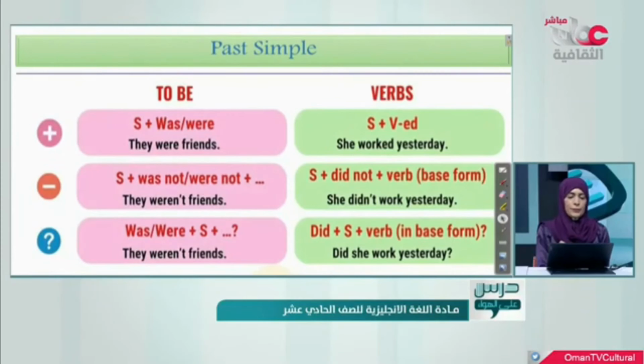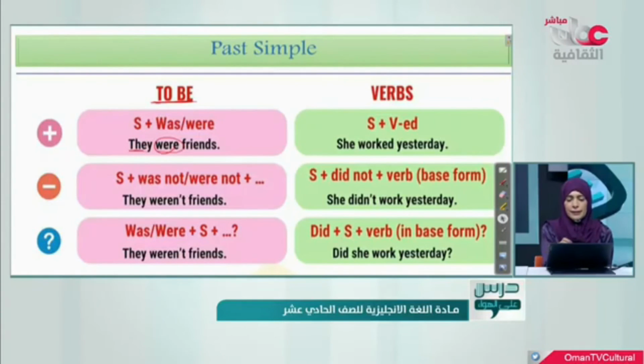Now, look at the forms of past simple. We have certainly three shapes. Sentences with subject plus was or were: they were friends. Whenever I use the verb to be, like was and were, as we said, I use was with I, he, she, and it. I use were with they, we, and you. They were friends. They indicate plural, and here I have were.